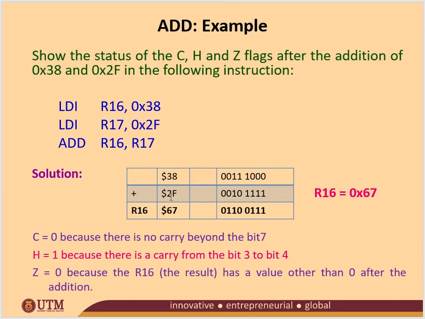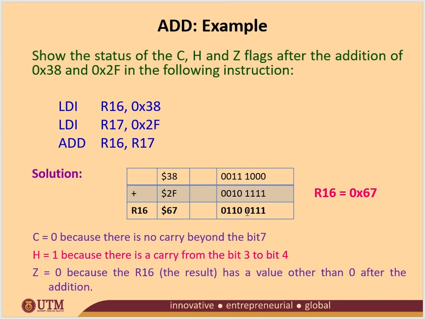And then 2F. What is 2F? After you convert 2F to binary, you get 0010, and F is 15 in decimal, which is 1111. Then you add these numbers. So 0 plus 1 you get 1, 0 plus 1 is 1, 0 plus 1 is 1.